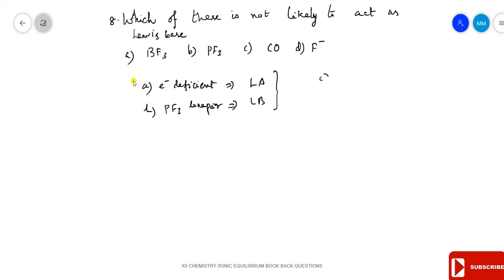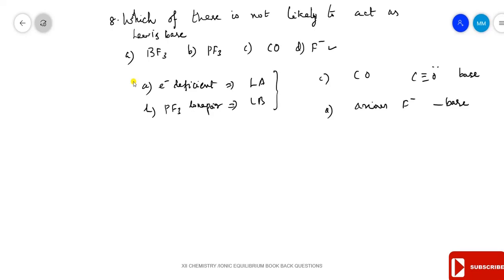About C, it is carbon monoxide. Carbon monoxide has a lone pair of electrons in it and so it acts as a base. So any species having a lone pair of electrons behaves as a base. And about D, any anion behaves as a Lewis base. So the fluoride ion, carbon monoxide and PF3 behave as Lewis bases.